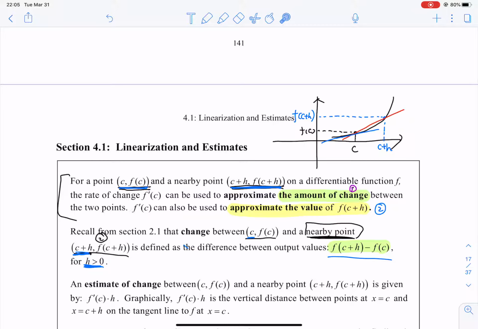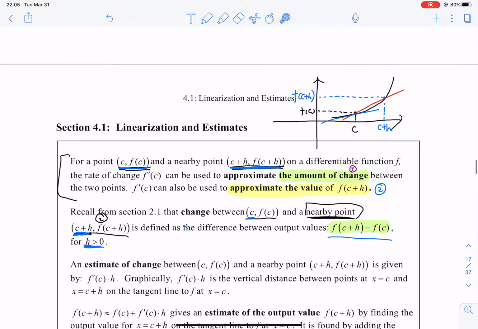We can only use the condition that h, the horizontal difference, is very small. If they are super close to each other, then this line and this line are the same line. And then let's see, how can we use the derivative? The derivative f prime of c means the slope of the tangent line at this point.